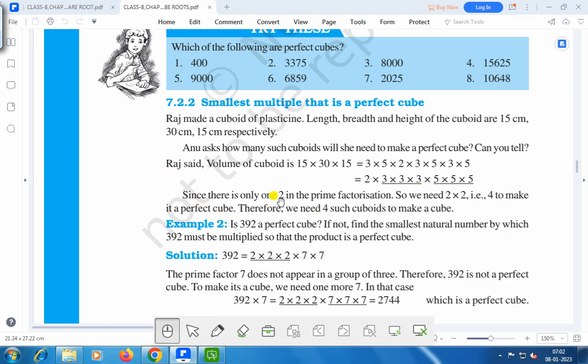Since there is only one 2 in the prime factorization, we need 2 into 2, that is 4, to make a perfect cube. Therefore, we need 4 such cuboids to make a cube.